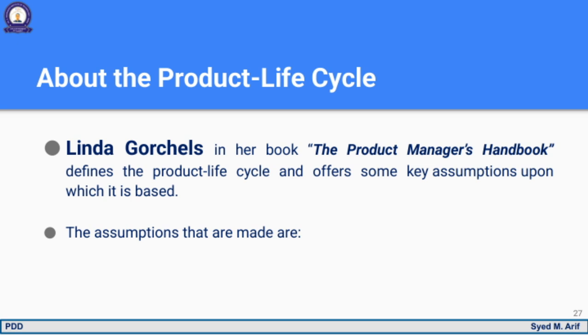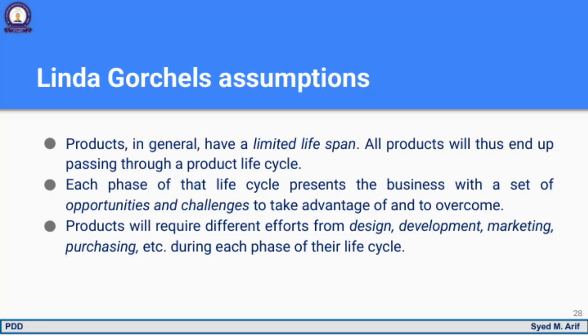Connecting this to our overall theme, understanding these assumptions allows us to better anticipate challenges and opportunities as products evolve. It's about being proactive and strategic throughout each phase of the product's life. Products, in general, have a limited lifespan. That means, eventually, every product will pass through a product life cycle. Now, each of these phases offers both opportunities and challenges for a business.